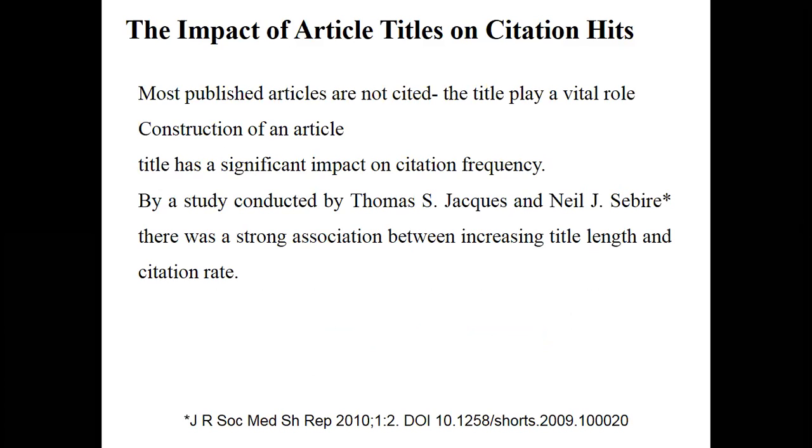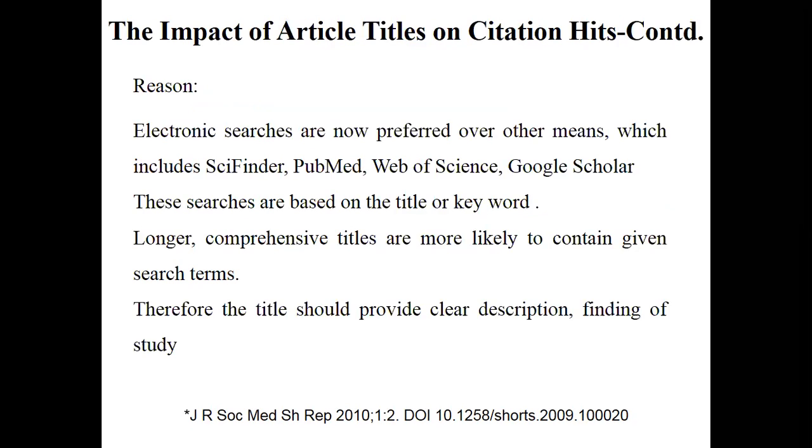The impact of article titles on citation hits: most published articles are not cited. The title plays a vital role. Construction of an article title has a significant impact on citation frequency. In a study conducted by Thomas S. Jackas and Nile, there was a strong association between increasing title length and citation rate.